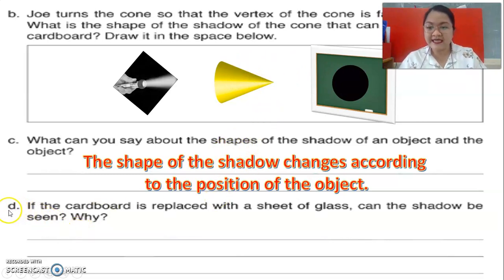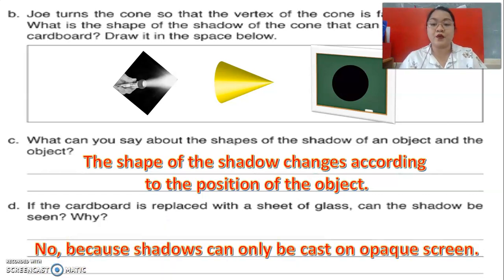Okay, next, letter D. If the cardboard is replaced with a sheet of glass, can the shadow be seen? Why? Again, if we change the cardboard with a sheet of glass, can the shadow be seen? Why? 3, 2, 1. Okay, no, because shadows can only be cast on opaque screen. So when we change the cardboard with sheet of glass, shadow cannot be seen.